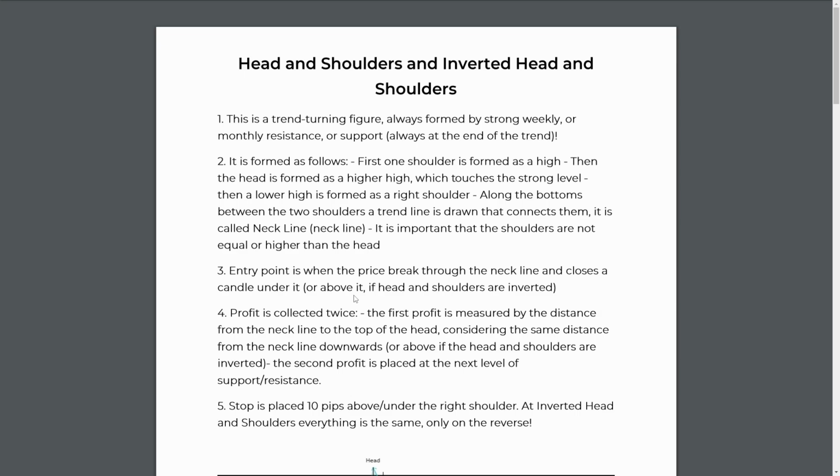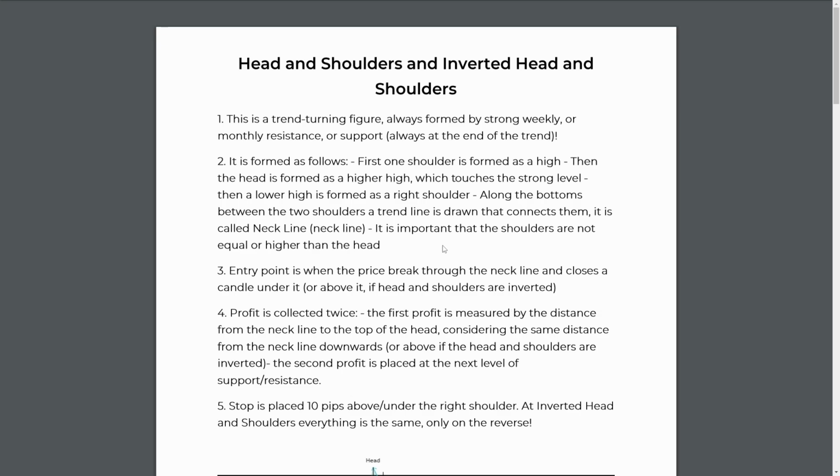You will need to look at the different time frames. If you are looking at a daily chart, you can go a chart down to 4 hour to see if a head and shoulders will be formed. Usually, strong weekly or monthly levels almost always form a head and shoulders or double top or double bottom, as we talked about in the previous videos.